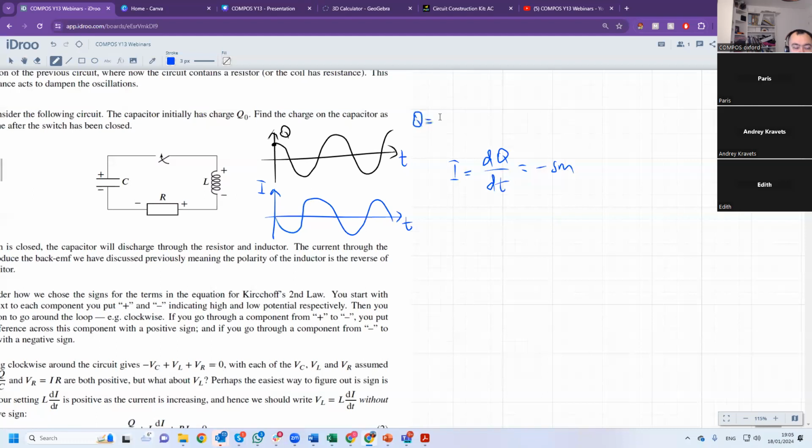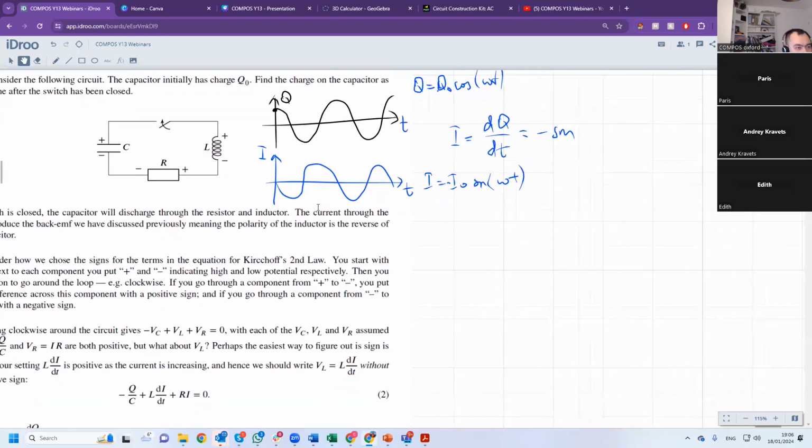So if Q equals Q naught multiplied by cos omega t, then I is minus I naught sine omega t.